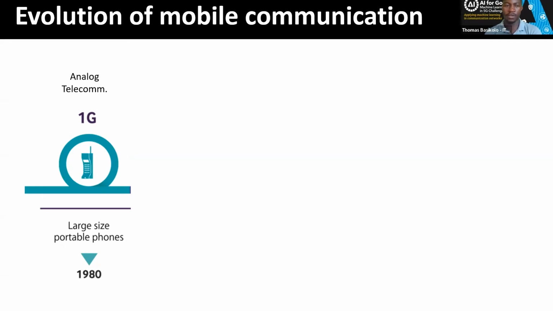The first generation was around 1980, I think 1979, when it was established by NTT Japan, Nippon Telegraph and Telephone Company in Tokyo. And this was the start of the first generation of wireless telephones. And of course, you had the big phones that were used in the 1980s, and they used analog signals.